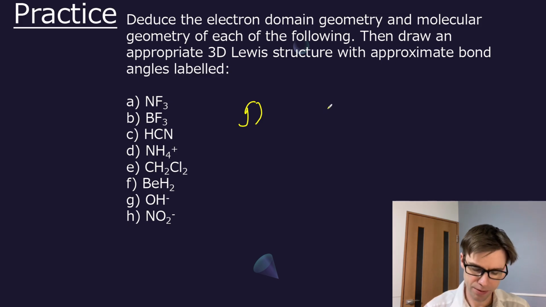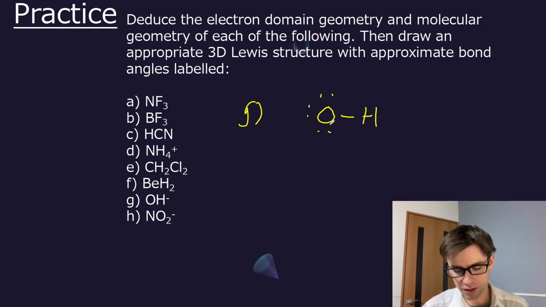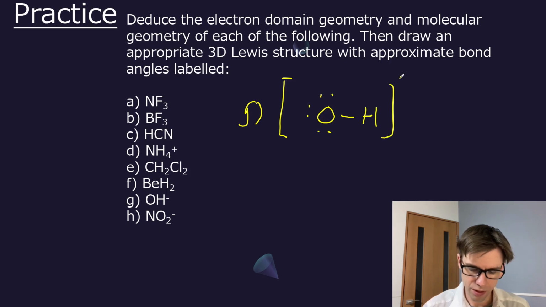OH minus. O, gotta have at least one single bond to H for these to be connected. Then where do the rest of these electrons go? It's this oxygen, gonna have 3 lone pairs, and it's received an electron. So that makes this negatively charged. So what geometry is this? This is also maybe something we didn't discuss in my previous video, but it should be fairly obvious. Think outside the box a bit.